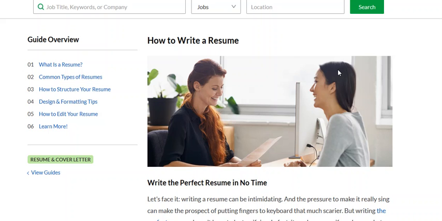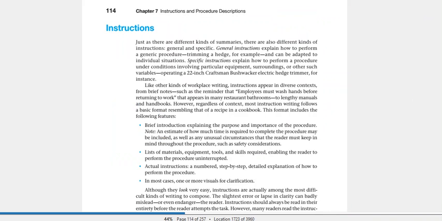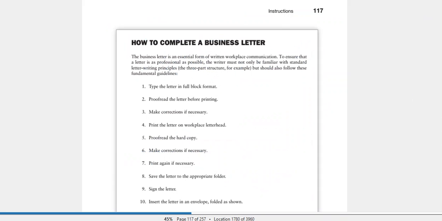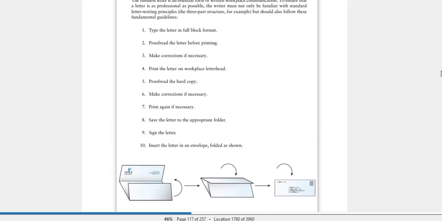So it makes sense. What else are you supposed to do? Well, you should read the theory of instructions. That's very important. Go to chapter 7 in your book. It says instruction procedure descriptions, and read the part on instructions. What's especially important here is figure 7.2, where it says general instructions.